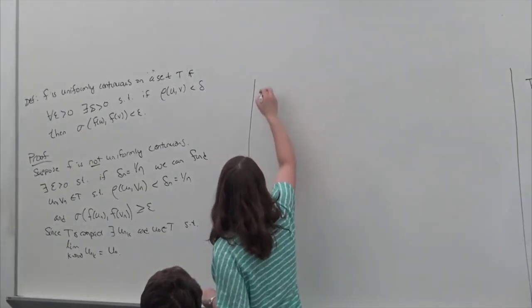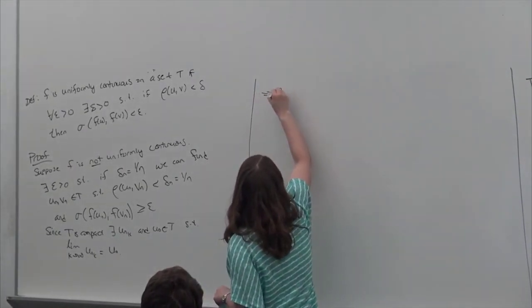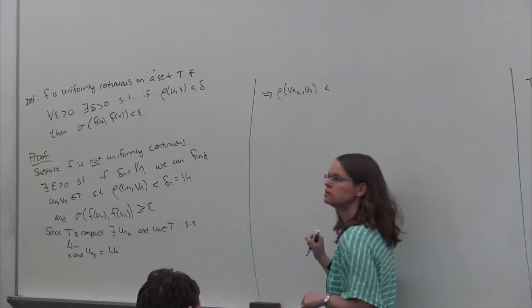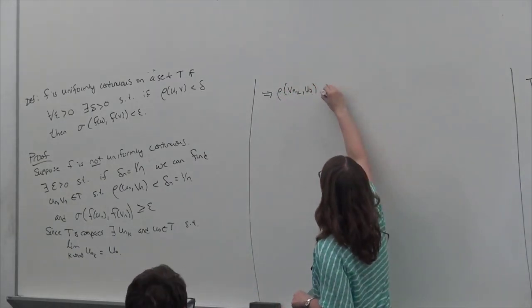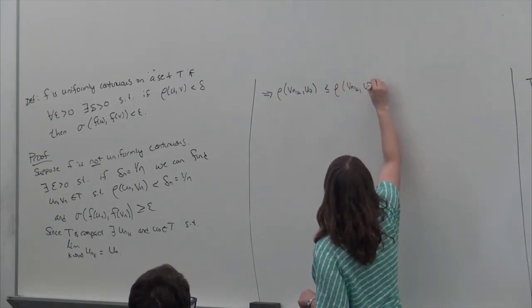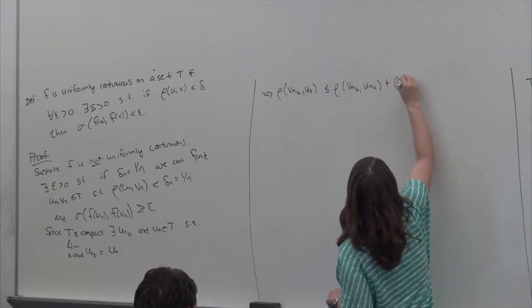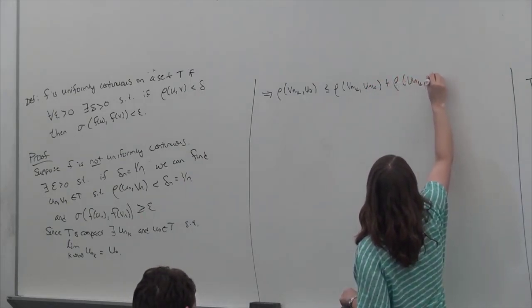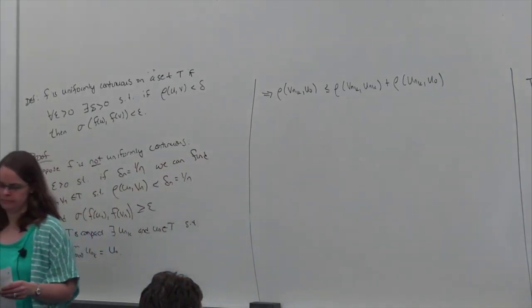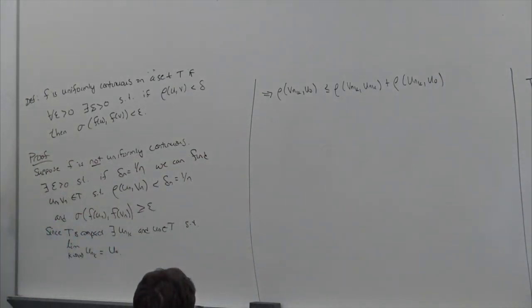Okay, so the distance between v_k and u naught. Well, I'll do some triangle inequality. I compare v_k to u_k. We know that distance is small. Then we compare u_k to u naught. That distance is small. Is that a limit when k goes to infinity? This is a limit as k goes to infinity.